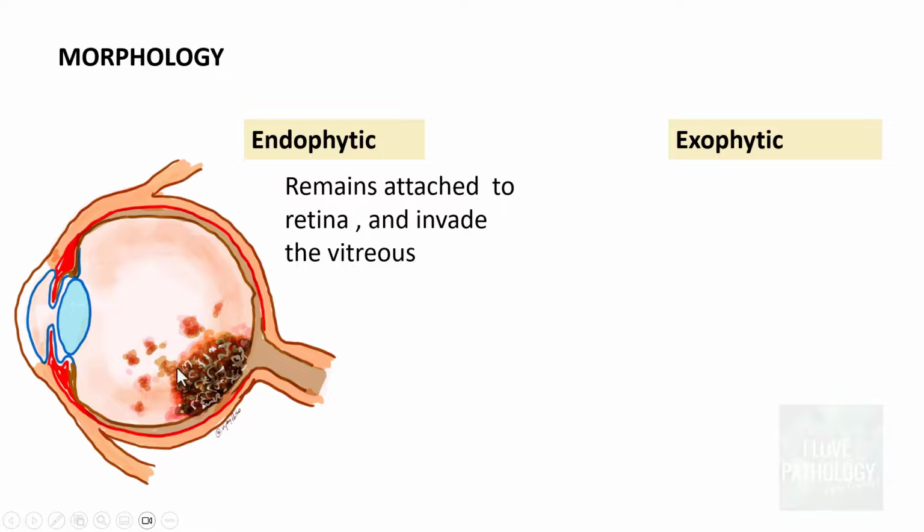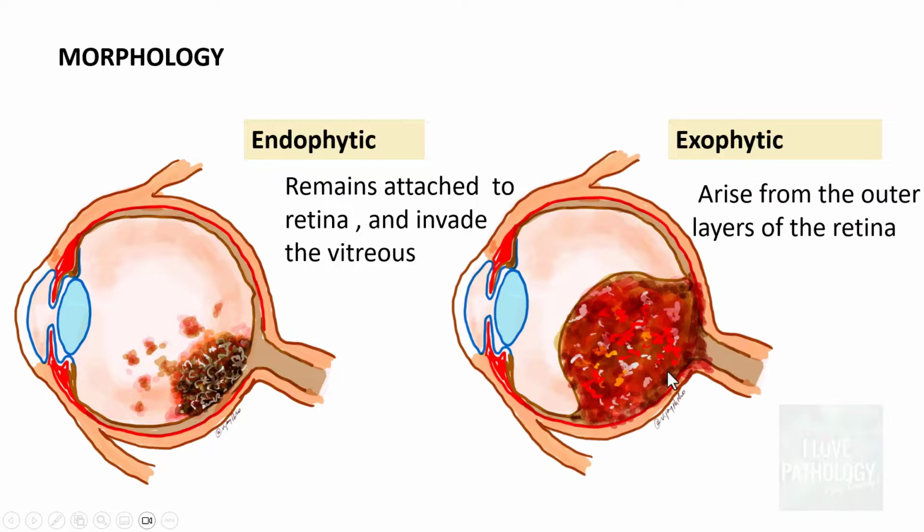So that is endophytic. Whereas exophytic is when the tumor arises from the outer layers of the retina, right? So once the tumor arises in the outer layers of retina, and as it grows, there is always a probability or chance of retinal detachment, right? So retinal detachment is most often seen in exophytic kinds of retinoblastoma.